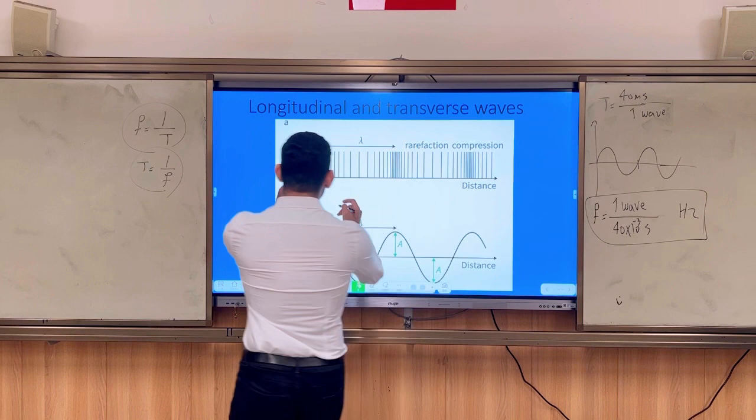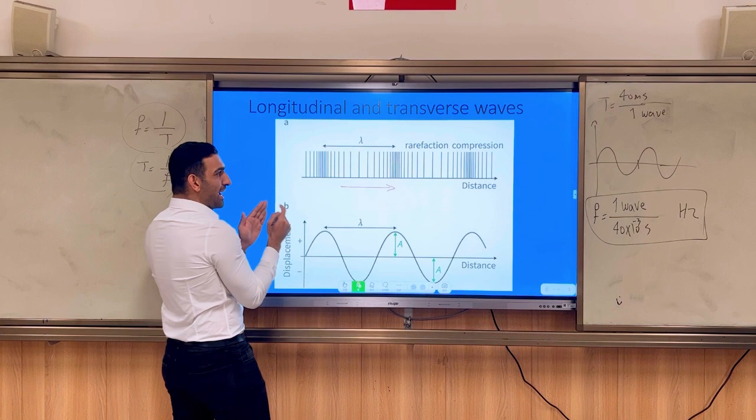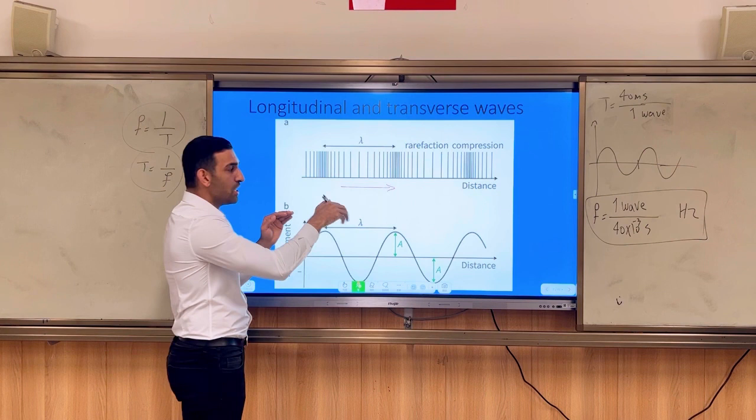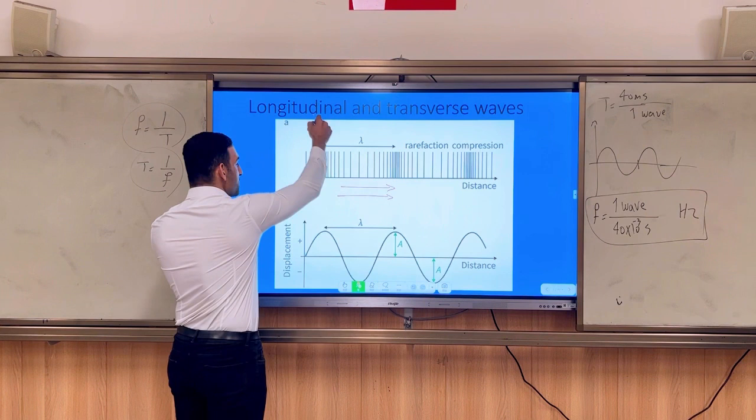So we can see that if you count this line as particles, your medium, they're vibrating like this. The direction of wave is on the x-axis, and the direction of vibration of the particles is on the x-axis as well. So the direction of vibration of particles and the direction of your wave are the same. They're moving alongside each other. So we call it longitudinal wave.